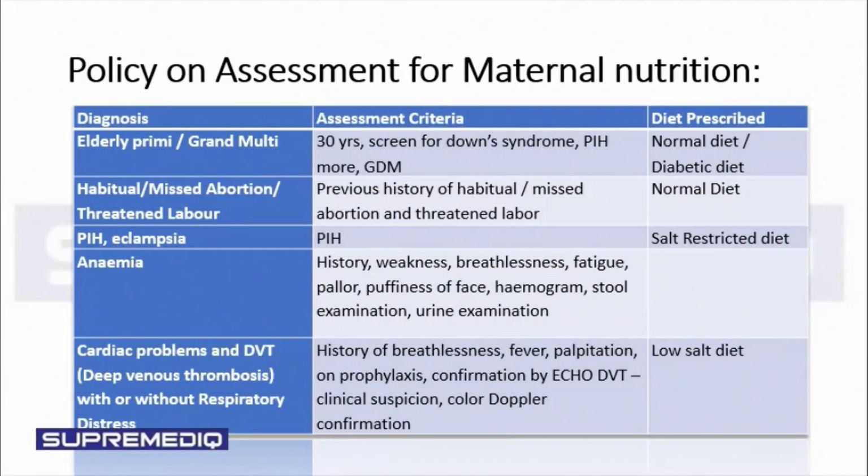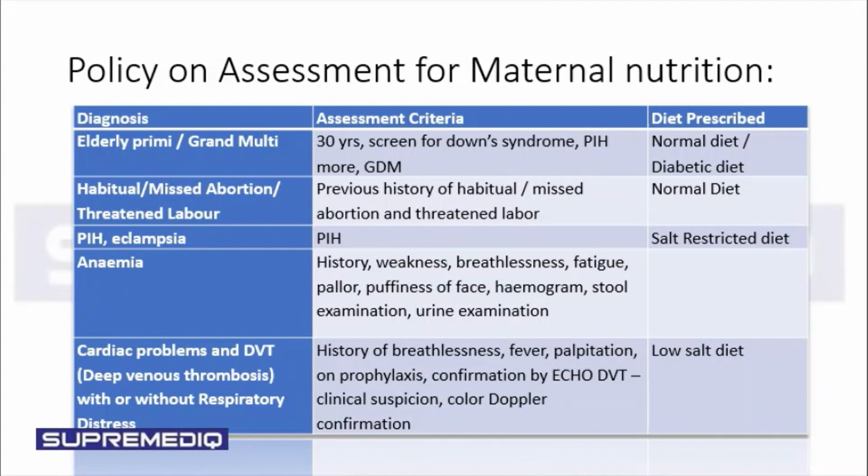Policy on assessment for maternal nutrition. For an elderly primi, grand multi if above 30 years, screen for Down syndrome, PIH, GDM: normal diet or diabetic diet to be given. In cases of habitual, missed abortion, threatened labor with previous history of habitual, missed abortion and threatened labor, normal diet to be allowed. In PIH and eclampsia, salt-restricted diet.